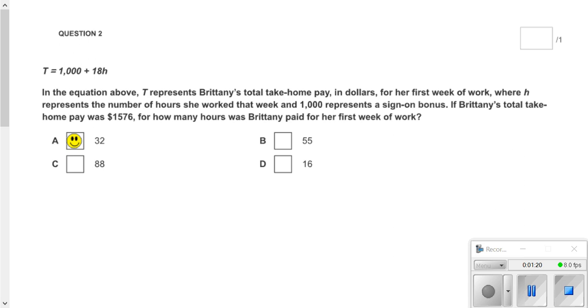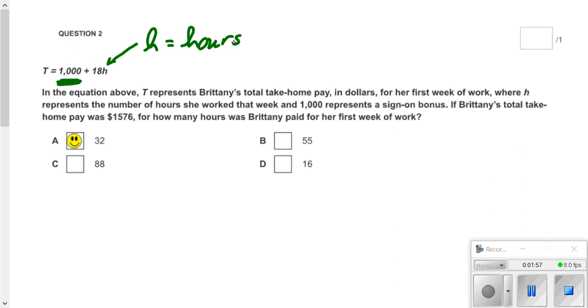So it says in the equation above, T represents Brittany's take-home pay in dollars for her first week of work, where H represents the number of hours that she worked, and 1,000 represents a sign-on bonus. Now the sign-on bonus, she's just going to get that one time. She just got the job, they gave her $1,000, like a flat amount. And H was the number of hours that she worked. If she worked 22 hours, then H would be 22.